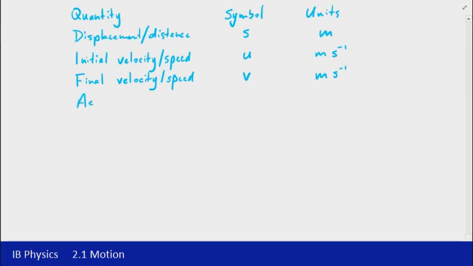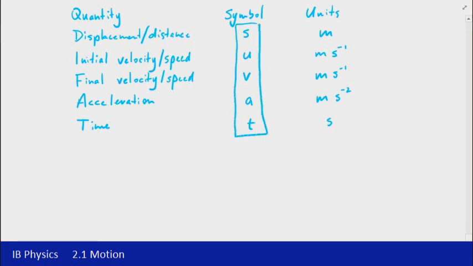Some other sources that you might see might have v with the subscript i for initial and v with the subscript f for final. So just be aware that there are some different representations. The next quantity is acceleration, meters per second squared, using the symbol a, and the final quantity that ties all those together is time, with units of seconds. These equations that we're going to develop are based on these quantities, so you'll sometimes hear them referred to as the SUVAT equations. That just refers to the quantities that we'll be dealing with.